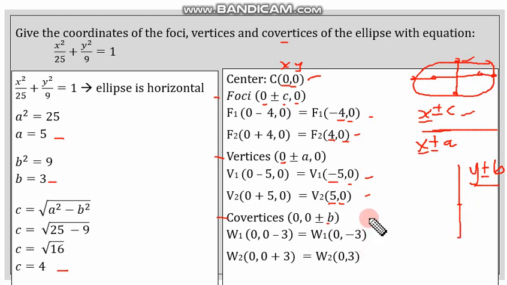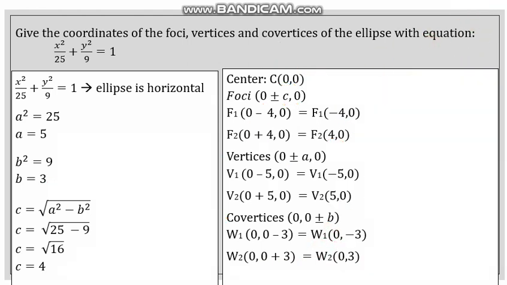And the co-vertices is vertical. So, we will add and subtract the value of b to the y coordinate of our center, which is 0. So, 0 plus minus the value of b, which is 3. So, 0 minus 3 is negative 3. So, copy the x coordinate and then negative 3 for co-vertex 1 and 0 plus 3. So, co-vertex 2 is 0, 3. So, this is for number 1.